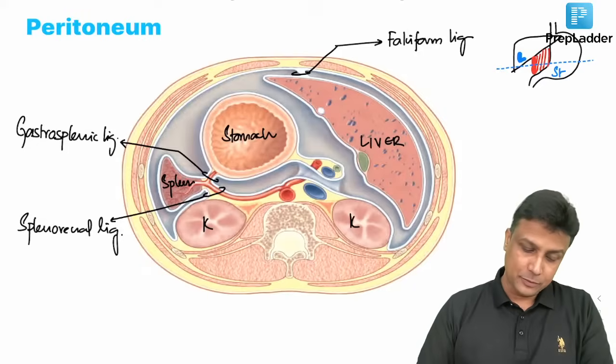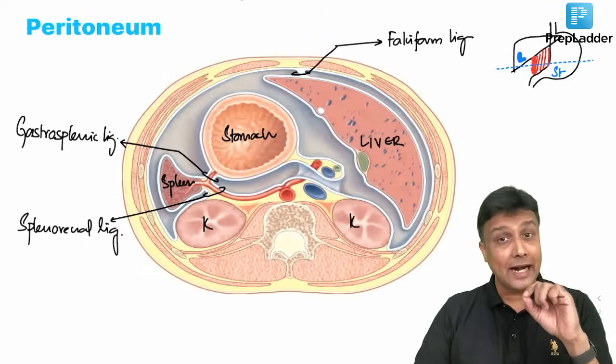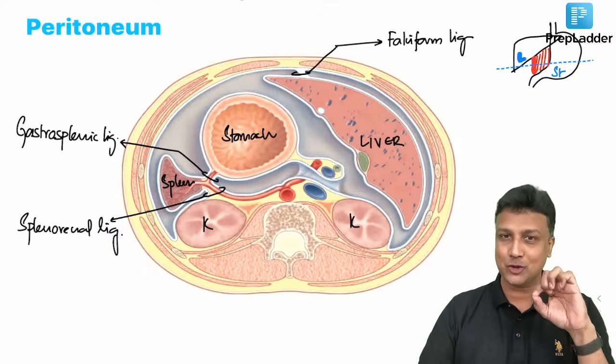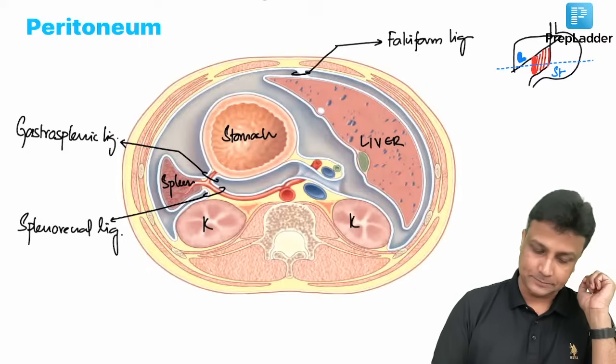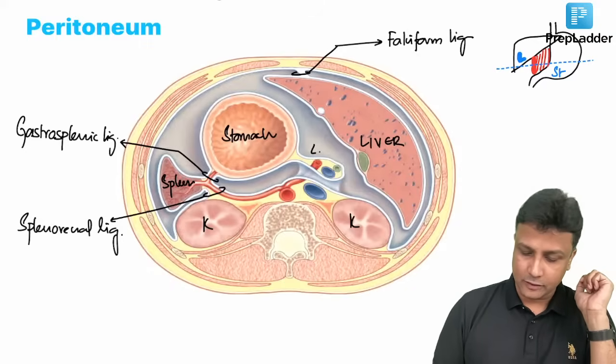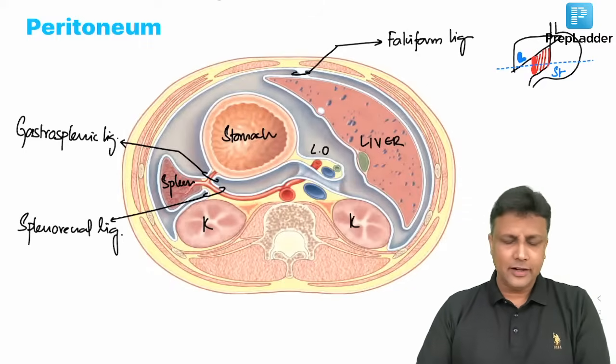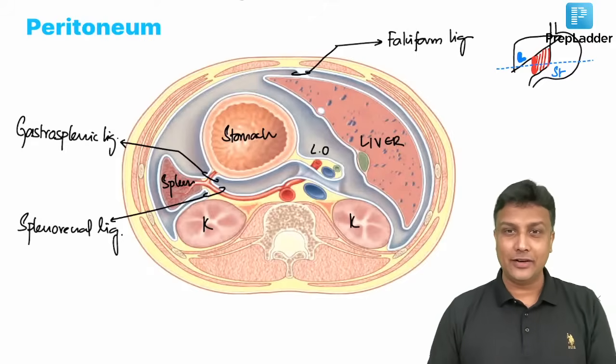Okay. So between the liver and the stomach, there will be lesser omentum present over here, but that lesser omentum is not attached to the liver. That is what is important here. Now this one here will be the lesser omentum. Then after that, it's quite easy. That is why I have already written the name there.